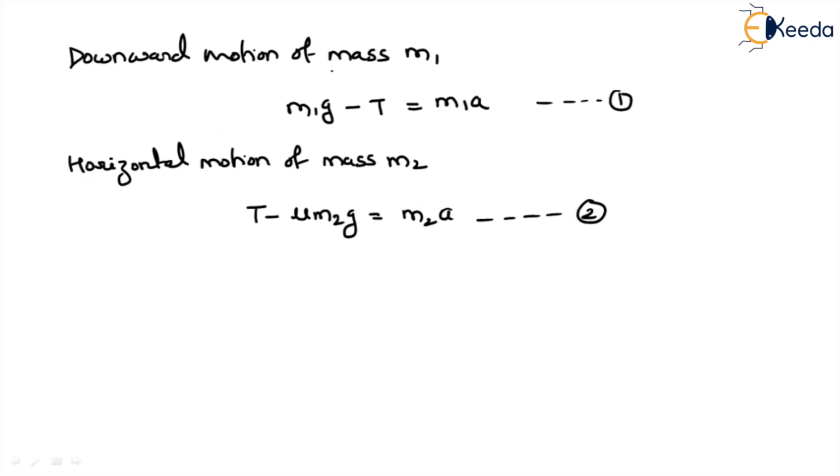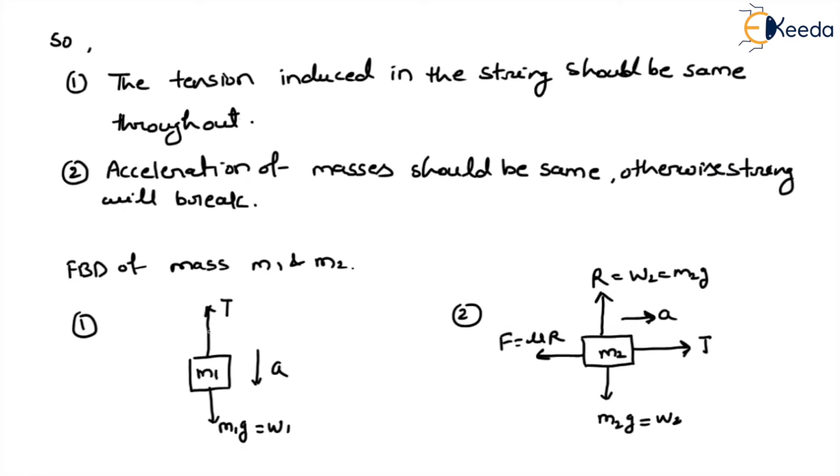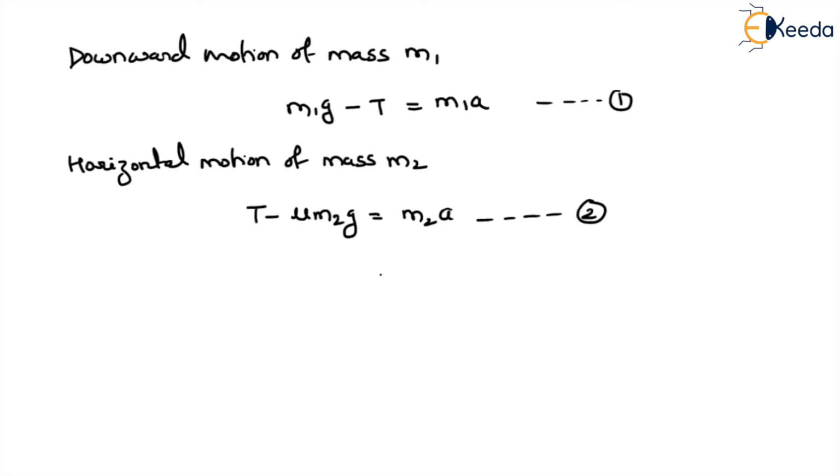If we see the downward motion of mass M1, the forces will be W1 in downward direction and tension in upward direction. Here we are considering downward force positive. So M1G, that is W1, minus T. Both are in opposite direction, so T will be negative. And it will be equivalent to total force, and force we consider as M into A. So in place of force, we can write M1A. Now this is for the mass M1.